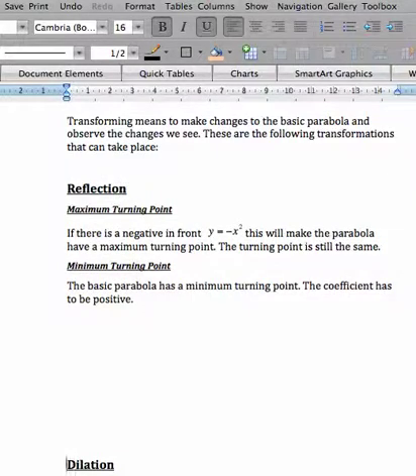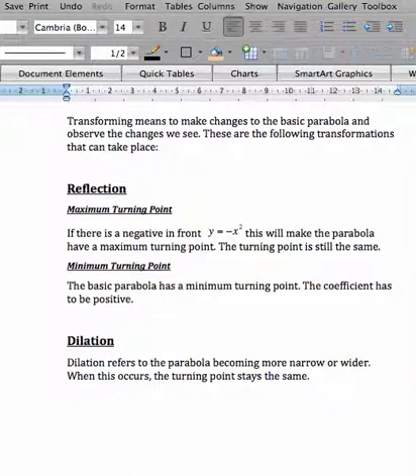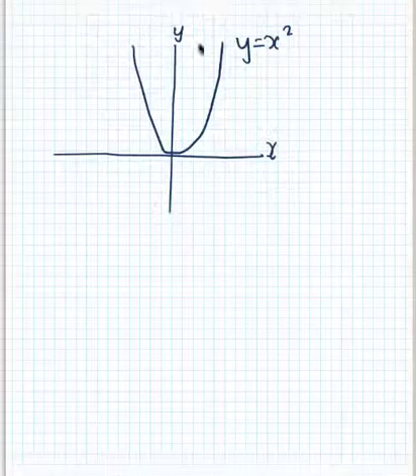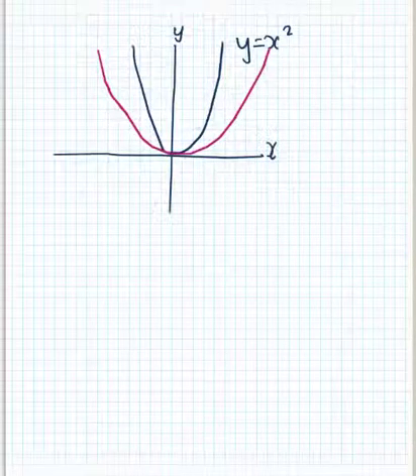Next thing we'll look at is dilation. Now, dilation may be a new word, but basically dilation refers to the parabola becoming more narrow or wider. And when this occurs, the turning point stays the same. It's just that the parabola itself is becoming more narrow or wider. So let's just do some examples. Once again, we have our basic parabola. And now if I draw another parabola like this, you can clearly see this parabola is not the same. It does have the same turning point, but you can see how it's wider. So we can see how its dilation has changed.